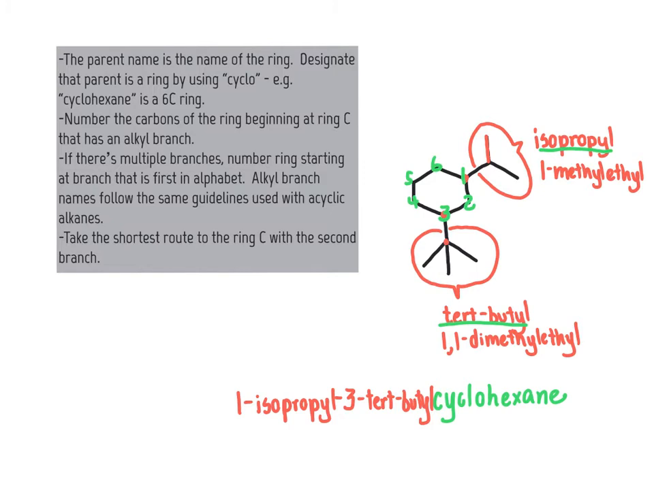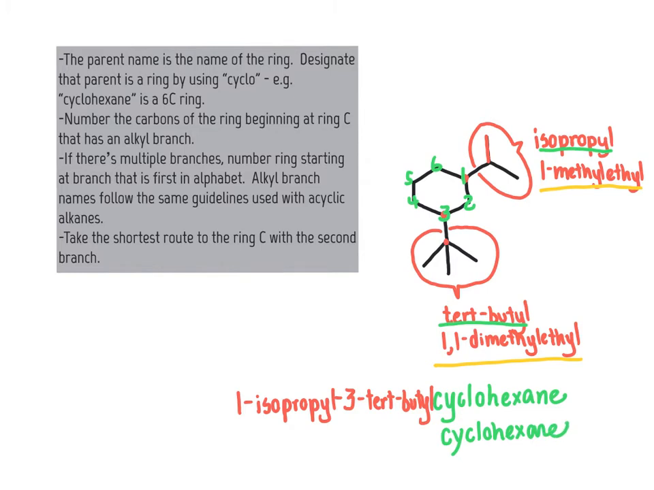And then let's go ahead and try naming this using the 1-methyl ethyl and the 1,1 dimethyl ethyl as well. So our 1,1 dimethyl ethyl is going to come second in the alphabet because it has more numbers associated with it. 1-methyl ethyl is going to come first. So let's go ahead and fill in that designation. So this is going to be a synonym for 1 isopropyl, 3 tert-butyl cyclohexane, just another way to go about referring to this.